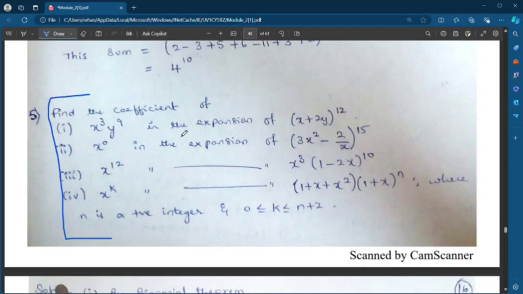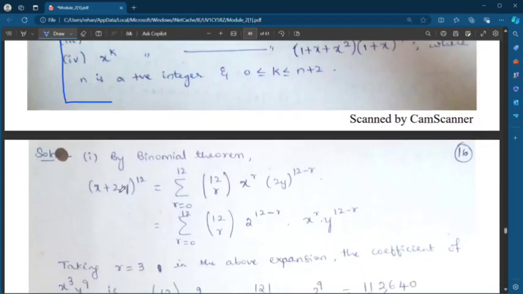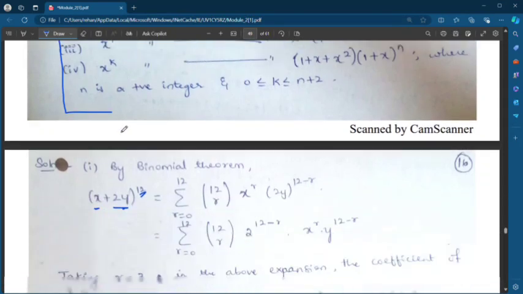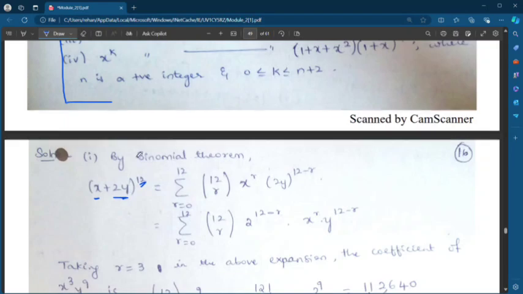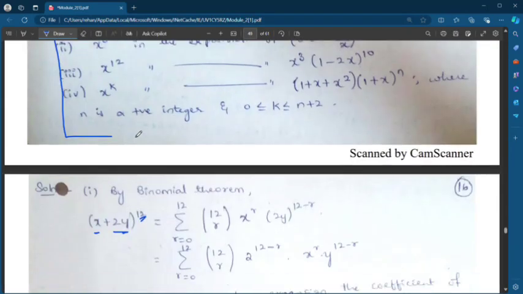Find x cube into y to the power of 9 in the expansion of (x + 2y) to the power of 12. Now in (x + 2y) to the power of 12, n is 12, the first term is x and the second term is 2y. Then I have r1 as 3 and r2 as 9.